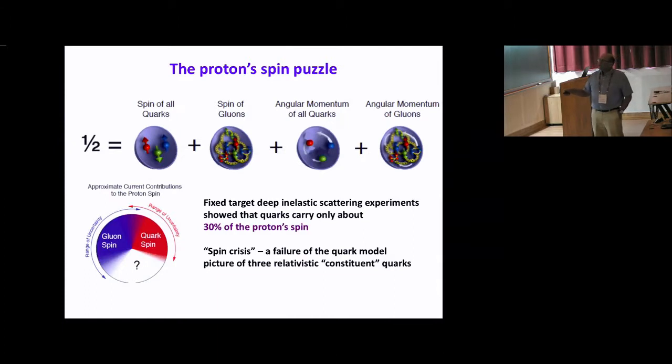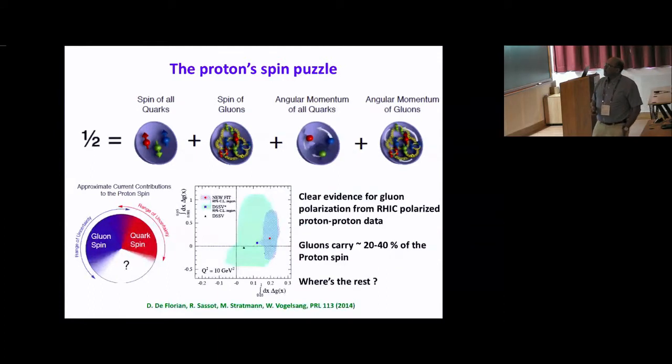So this tells you that this picture of relativistic constituent quarks, where you have three relativistic quarks that add up to give you spin 1/2, is just wrong. So we know that we have to look further. However, there are no more experiments on fixed targets with deep inelastic scattering.